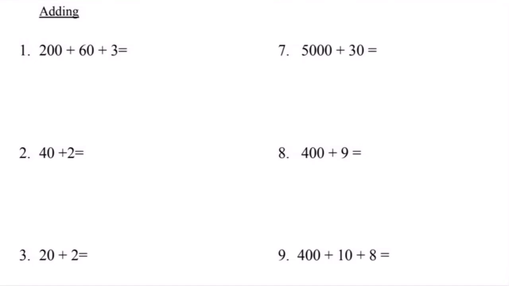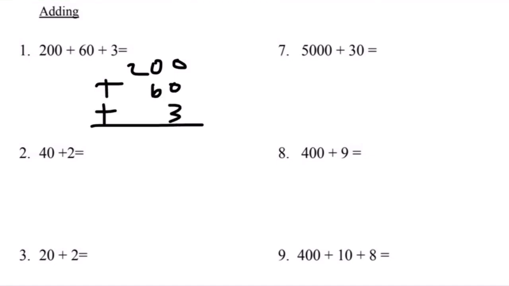Number 1, they give us the equation 200 plus 60 plus 3. First, we need to align the numbers vertically so it's easy for us to solve. 200 plus 60 plus 3. 3 plus 0 equals 3. 6 plus 0 equals 6. Bring down the 2. Our final answer for 200 plus 60 plus 3 should equal 263.